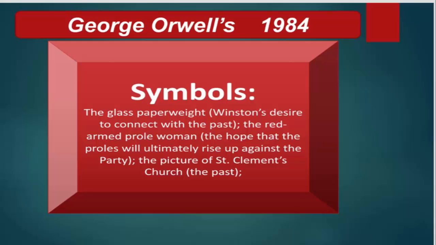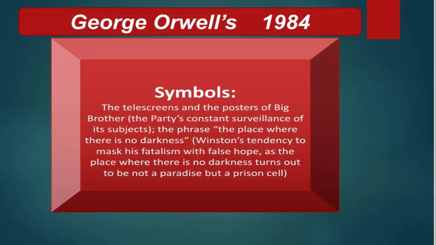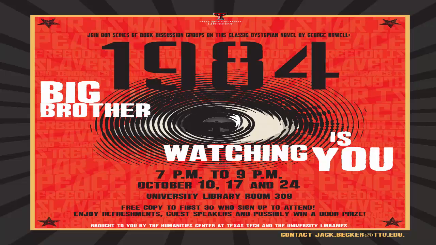will ultimately rise up against the party because it was written in the background of politics, the picture of St. Clement's Church that symbolizes the past. And the telescreens and the posters of Big Brother, the party's constant surveillance of its subjects. The phrase, the place where there is no darkness, Winston's tendency to mask his fatalism with false hope, as the place where there is no darkness turns out to be not a paradise but a prison cell.